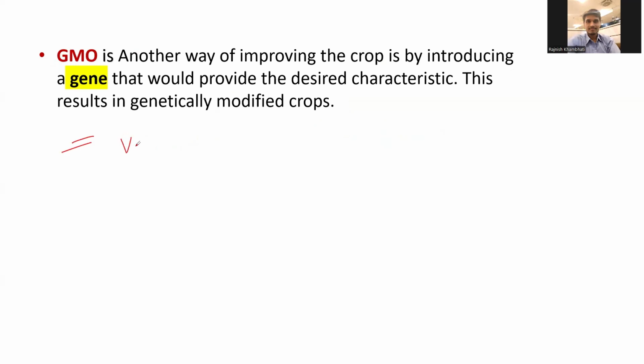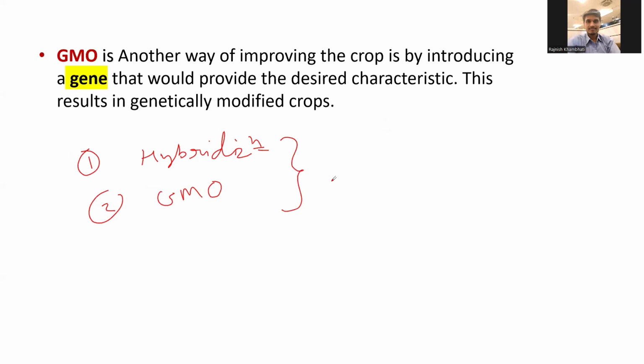We need to improve the variety. So how to improve the variety? One process is known as hybridization, and the second process is GMO. So these are the two methods with which we can improve the variety.